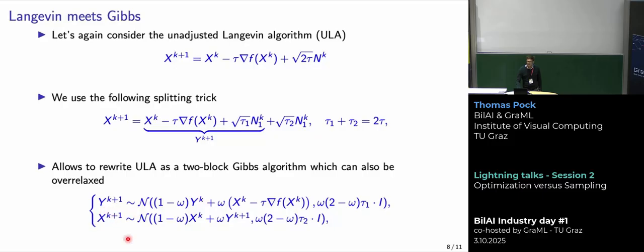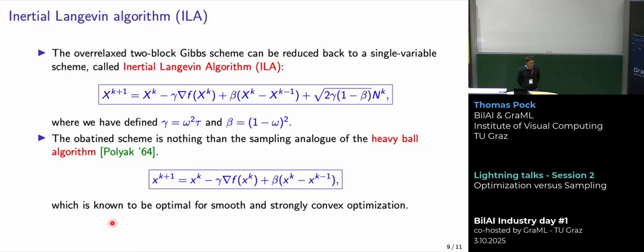And additionally, we can speed it up using the over-relaxation parameter. Now we have here y and x, and then after doing some work, we have seen, okay, we can reduce it back to an algorithm that only works in x. And then we found an accelerated sampling algorithm, which we termed the inertial Langevin algorithm, short ILA. And looking to the optimization literature, it turns out this is exactly the sampling analog of a well-known algorithm, the heavy ball algorithm, which is known to be an optimal gradient descent algorithm for smooth and strongly convex optimization problems. Just the difference is that we have a particular noise term, and what is very important here, that we properly scale the noise with the relaxation parameter.